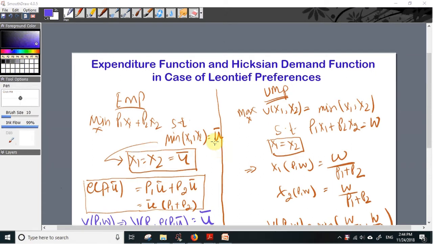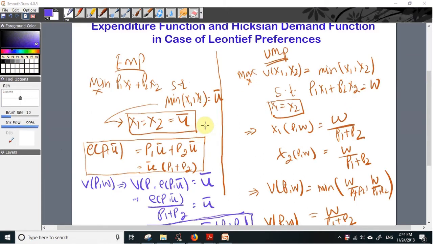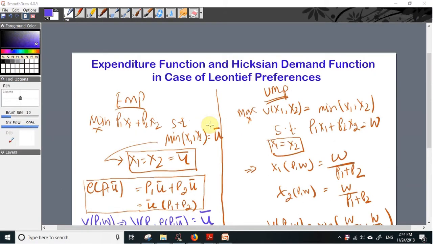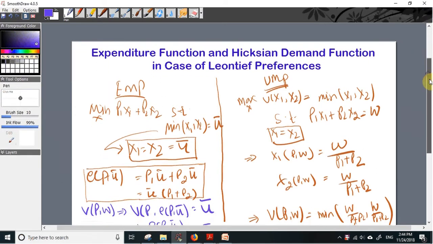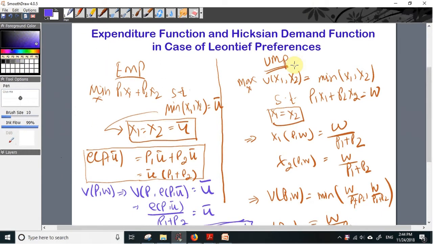Hello, in this video, I will discuss the derivation of the expenditure function and the Hicksian demand function in case of Leontief preferences. Let us take a simple example of Leontief preferences, min{x1, x2}. Let us first solve the utility maximization problem and derive the indirect utility function.